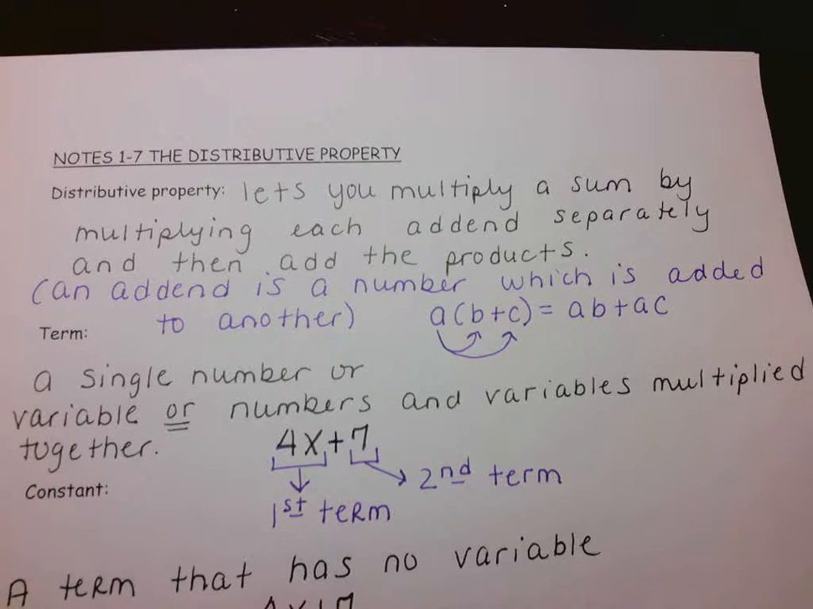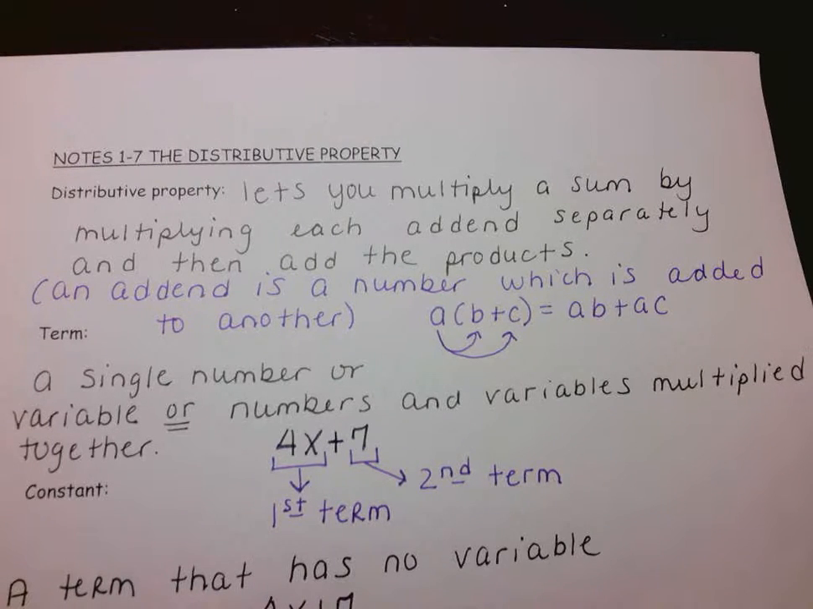And so this is a very fancy way of saying A times (B plus C) is the same thing as AB plus AC. So what am I doing? I'm taking the A and I'm distributing it, or multiplying it, to each term. A term is a single number or variable, or numbers and variables multiplied together. It's very important for you to understand a term is separated through addition and subtraction.